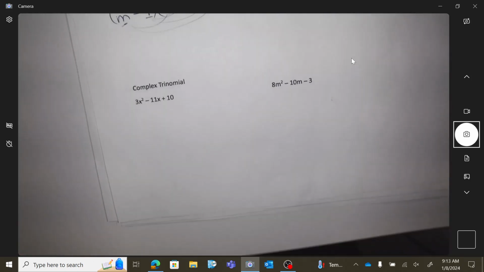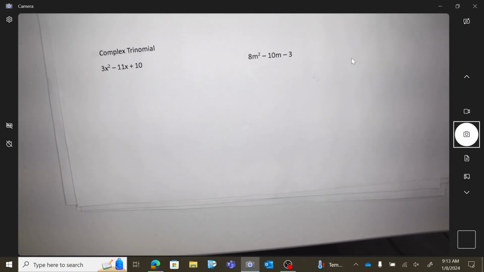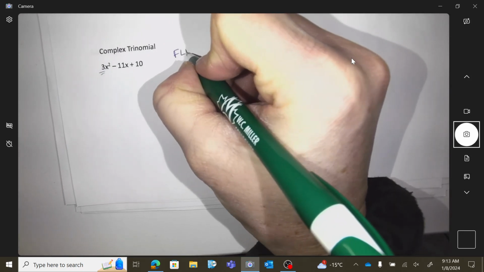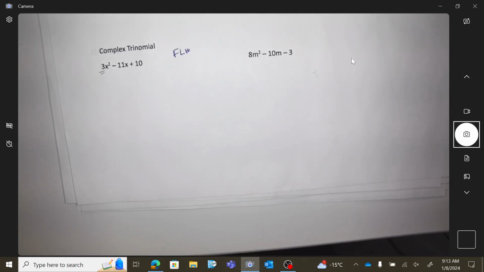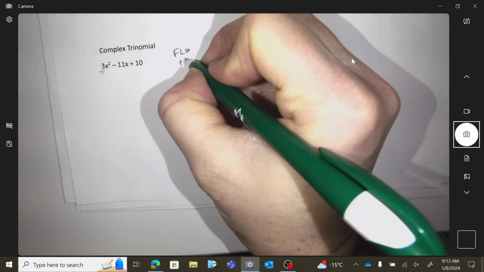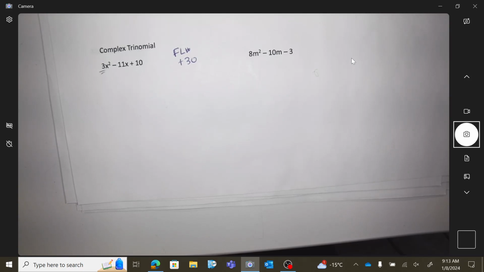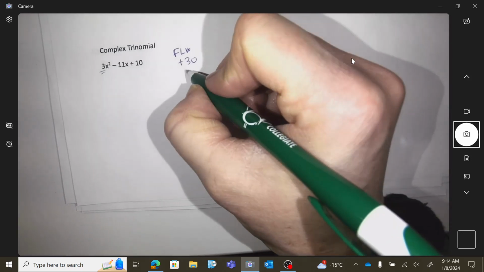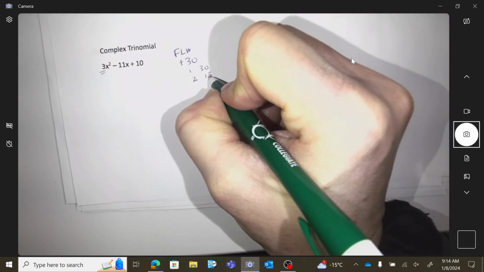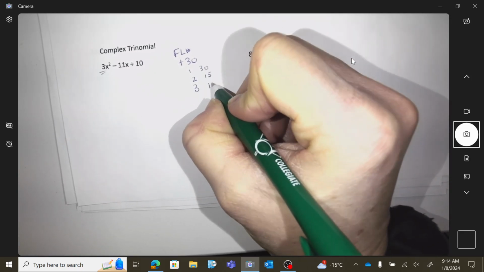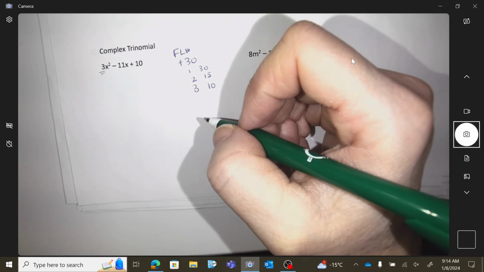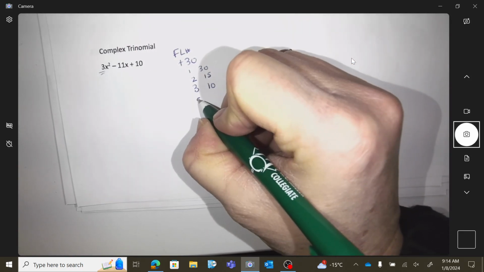Okay, so then the harder one was the complex trinomial. Okay, so now we have a 3x squared, so this is a complex. So what we're going to do is create this process called what's the flow number. So first times the last is a positive 30. So what I'm going to do is look for multiples of 30. So 1 times 30, 2 times 15, 3 times 10. Is it divisible by 4? No. 5 times 6.